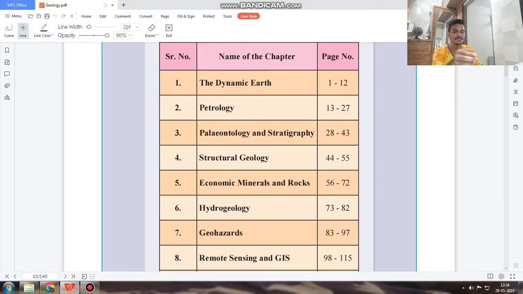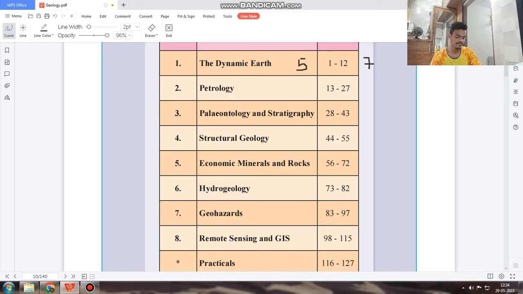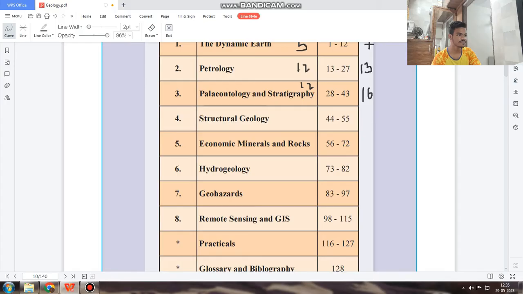So let's move forward. Now we will be seeing the weightage of each chapter. The first chapter is of 7 marks with option, and without option it is 5 marks. Next chapter, petrology, with option is 13 marks and without option is 12 marks.